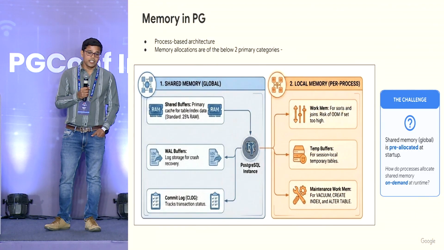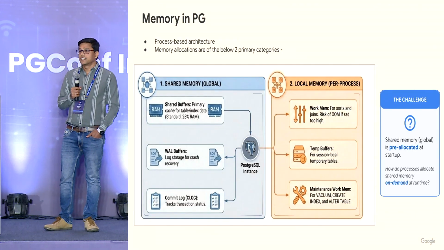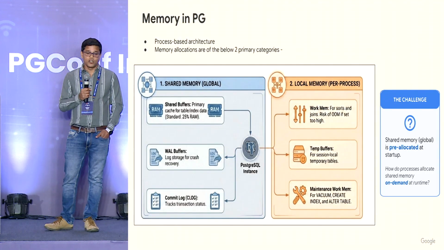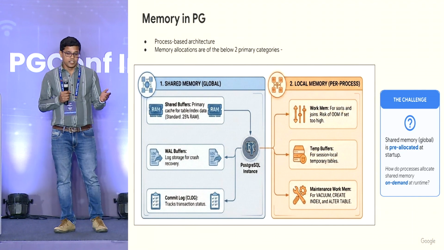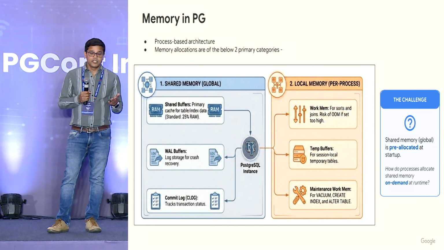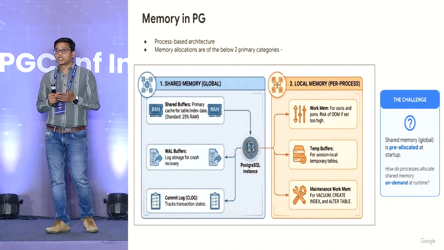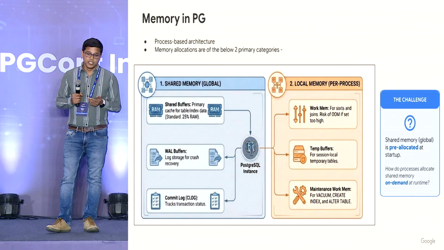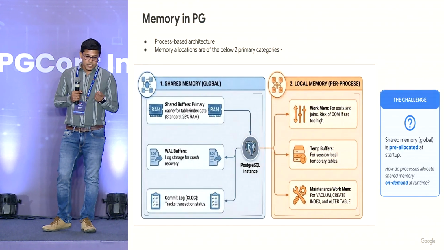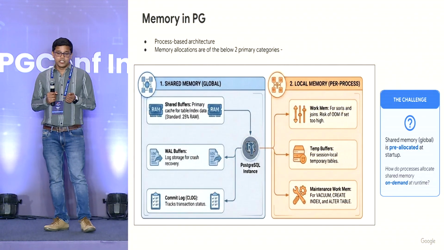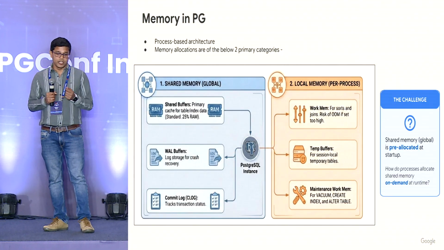There is a good and a bad part of both. For shared memory, multiple backends can access that memory concurrently, but it is bound once you have started the server. Whereas with local memory, you can change it whenever you need, based on the requirement you have. So the challenge with shared memory is, as I said, it's pre-allocated. It's global, but pre-allocated.